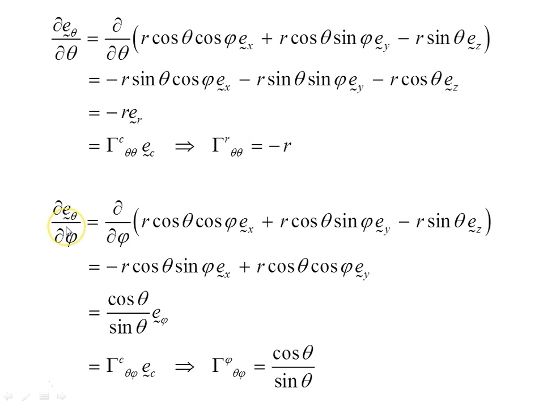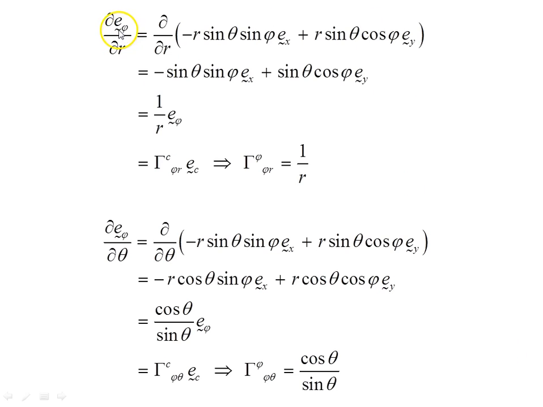Same basis vector again, partial derivative with respect to the phi coordinate, here we go, that object there gives us this, and now it turns out a little bit of playing around, you'll see that e subscript phi times cos theta on sine theta will give us this object here. So that tells us that this Christoffel symbol is equal to cos theta on sine theta.